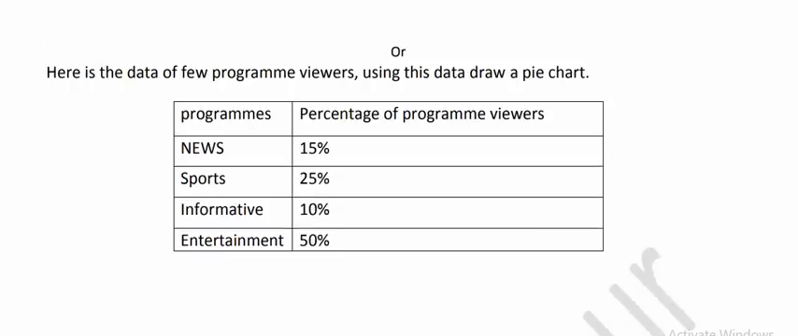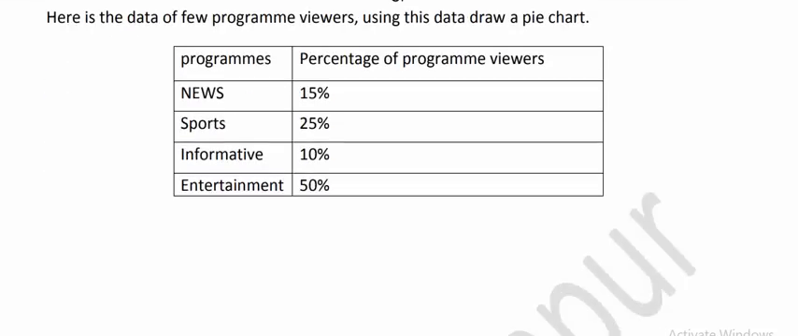Now we move to the next one. Here is some data about program viewers. Draw a pie chart for this. For drawing the pie chart I will show only a rough diagram. Before that, you have to find out the angles, so I mark a table here for angles. For finding the angles, the total is 100%. For 100 it is 15.